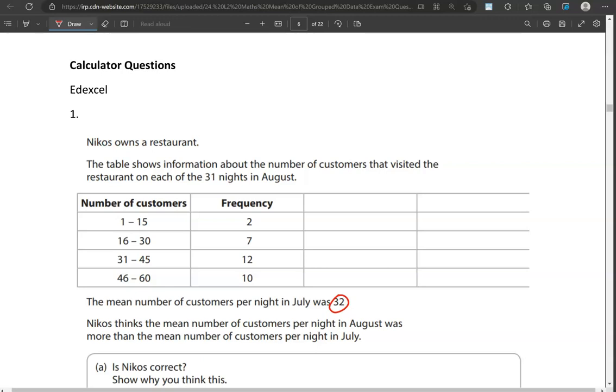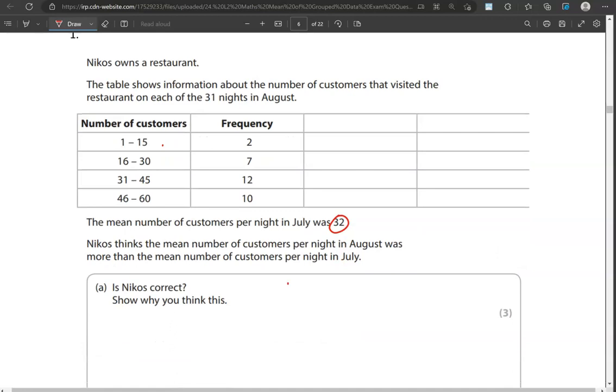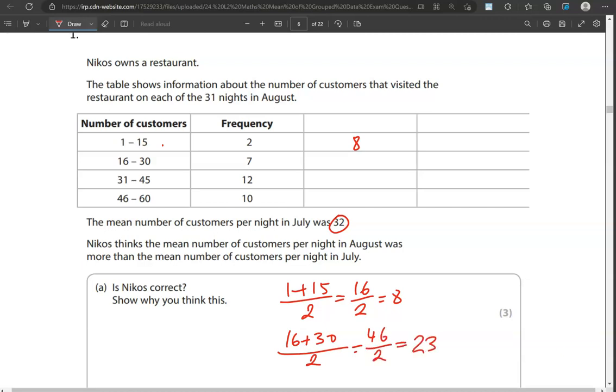So we'll start by estimating the mean number of customers per night in August and then compare it to July. Finding the midpoint between 1 and 15. So we're going to do 1, add 15 divided by 2. So that is 16 divided by 2, which is 8. 16 add 30 divided by 2, so that is 46 divided by 2, 23.